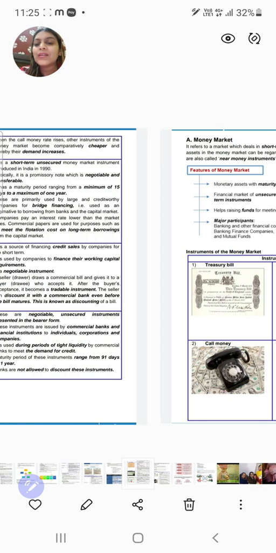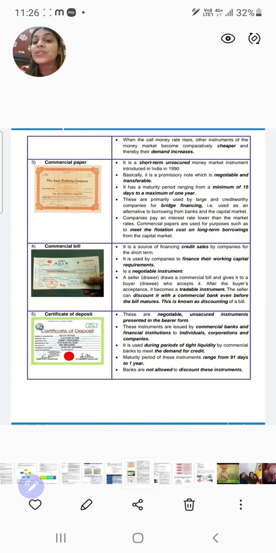Okay, so now the third one, it's your commercial paper. Now commercial paper, you can see, is unsecured. It was first introduced in 1990, and basically it is just like a promissory note, a promissory note, with a maximum maturity of 1 year, ranging from 15 days to 1 year.